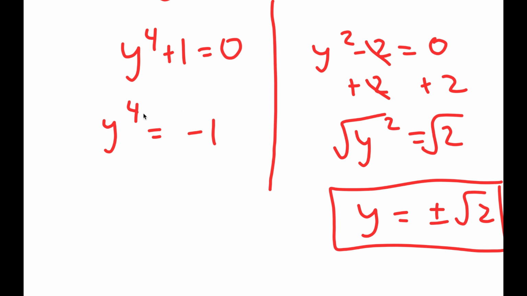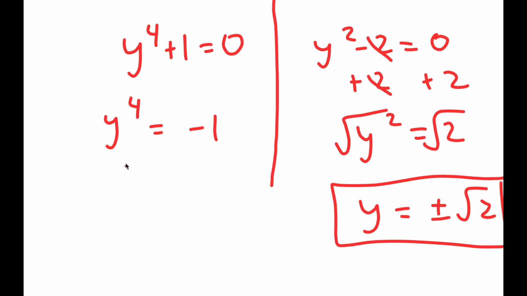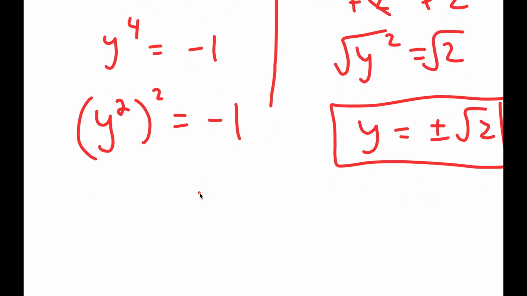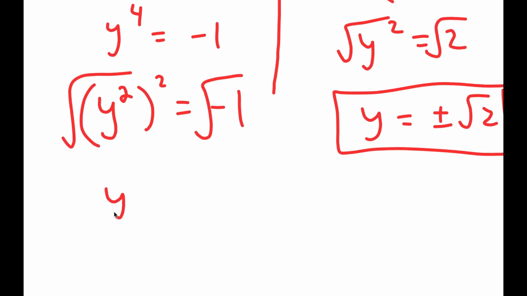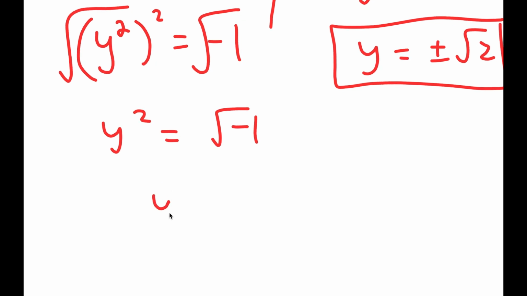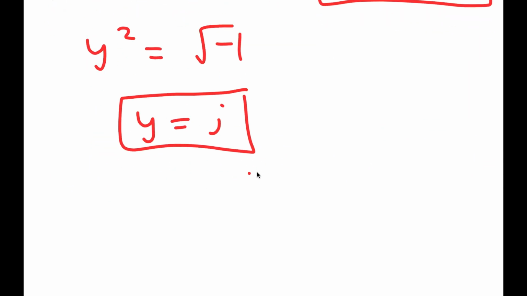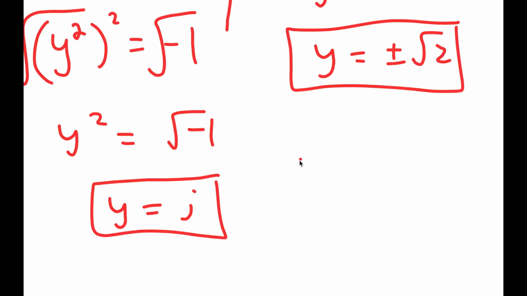And now from here, I'm going to rewrite y to the power of 4 as y to the power of 2 to the power of 2. Now, if I take the square root on both sides, I get y squared is equal to the square root of negative 1, meaning y is equal to i. So these are my three solutions to this equation.